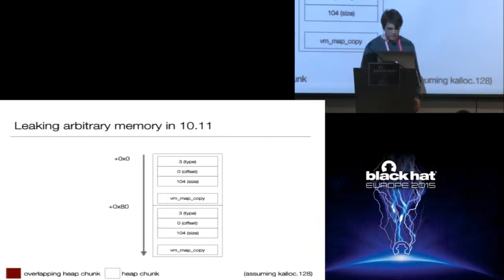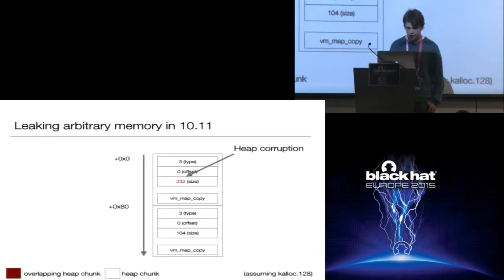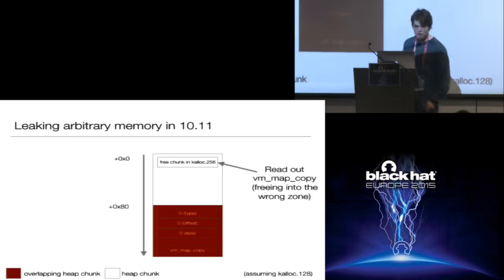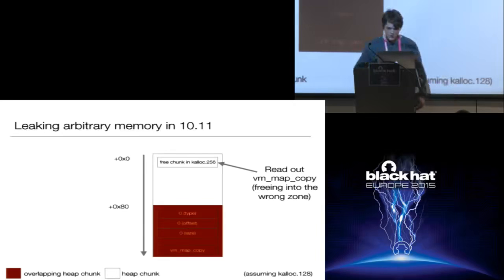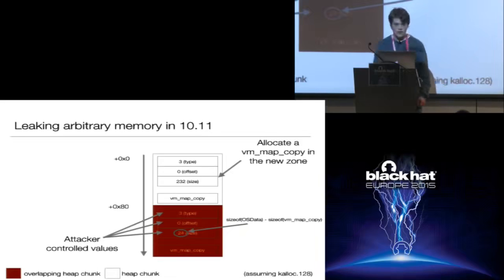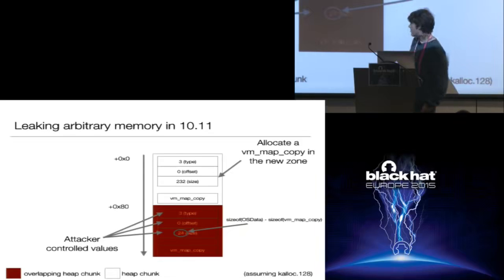Here's the memory layout of two adjacent vm_map_copies. And then we have some heap corruption. When we free the corrupted structure, this will happen. As you can see, these two objects are essentially overlapping in memory. And so when you create a new vm_map_copy, you can't read much, but okay. When you create another vm_map_copy, the data of the vm_map_copy overlaps the header of the second one. So you can just control the size and shrink it.